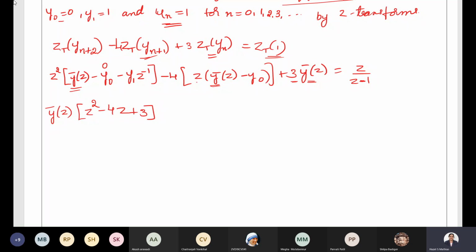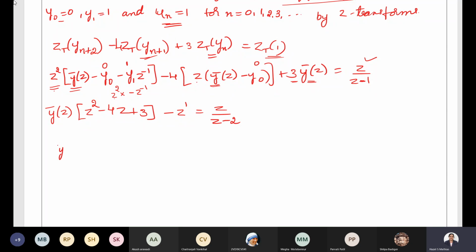Y0 is 0. Y1 value is 1, so it will be minus 1 into z power minus 1. Am I correct? Minus 1 into z power minus 1. So it will be minus z power minus 1 into z square, since outside z square is there. Z square into z power minus 1 is z power 2 into z power minus 1, which will be z power 1. Y0 is 0, so the rest of all the terms we have written are equal to z divided by z minus 1.